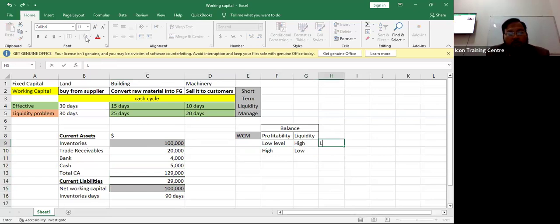Here you will lose your market share, right? And here you will lose your liquidity strength.